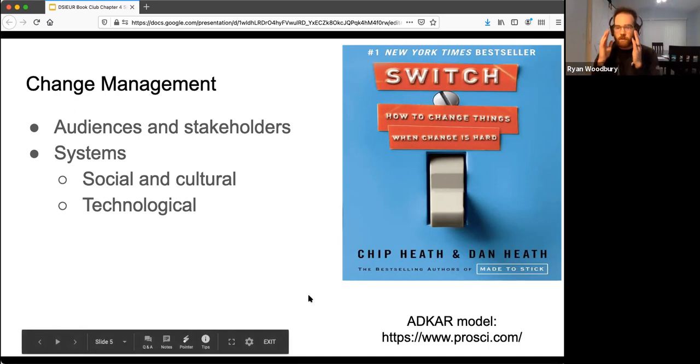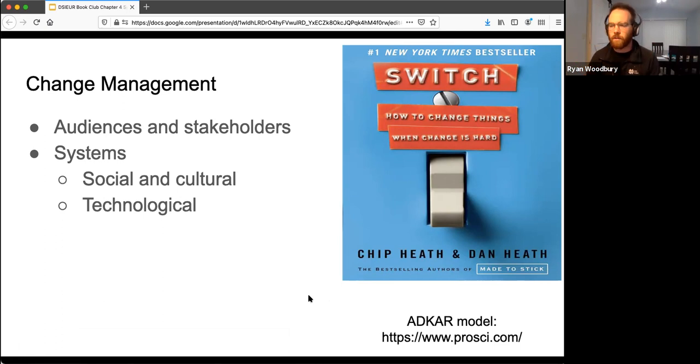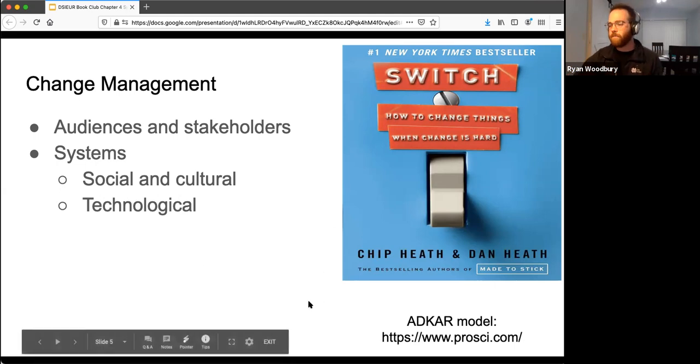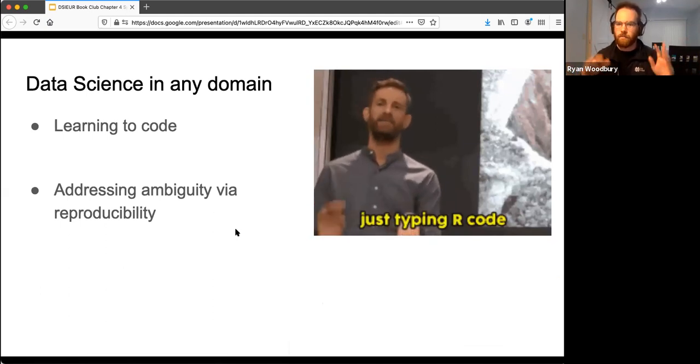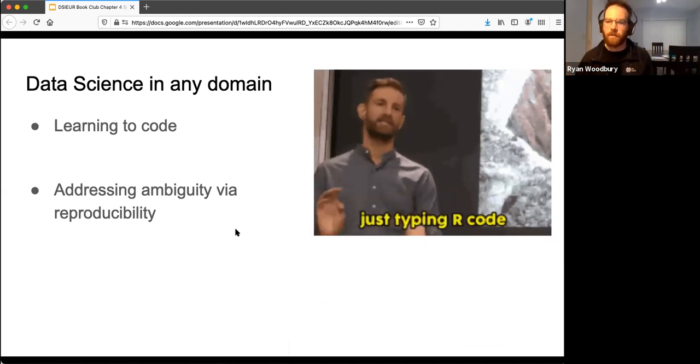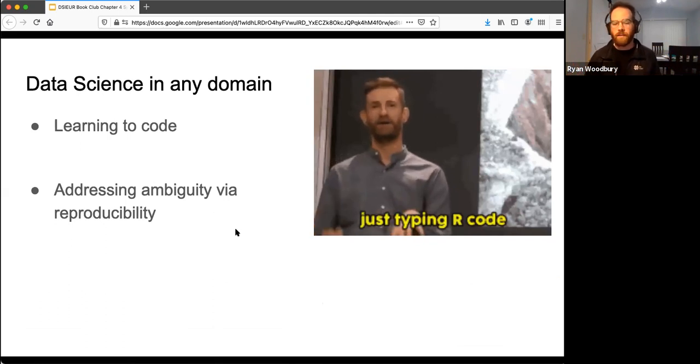So this is a framework that we can consider for this week: amongst all of the other positions that we hold, the hats that we wear, we have to deal with helping people change, right? So looking at data science, I have the obligatory Hadley Wickham just typing R code. We have to deal with things within data science. We've got to learn to code.